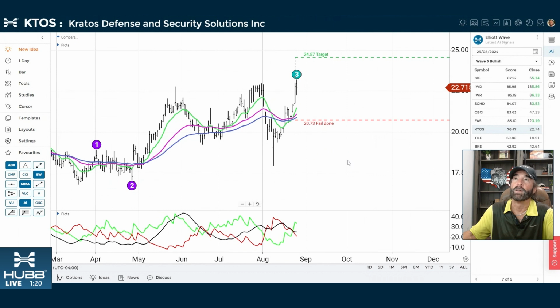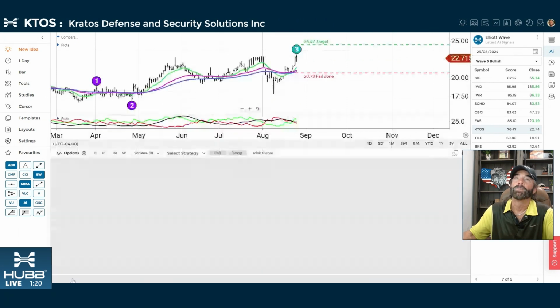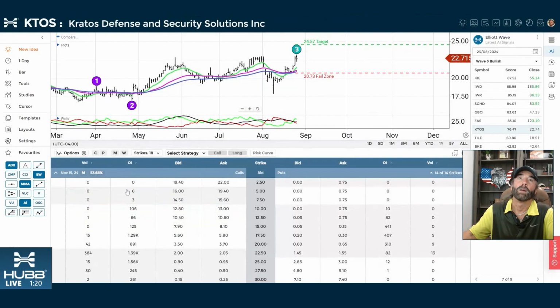And the other reason is we're looking for where the best liquidity is in the options. So here's the option chain. Now, the issue with this one is that to get any sort of liquidity, we went with shorter term options.